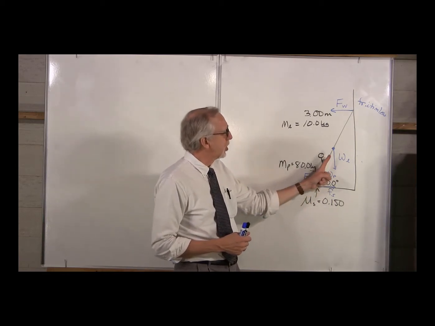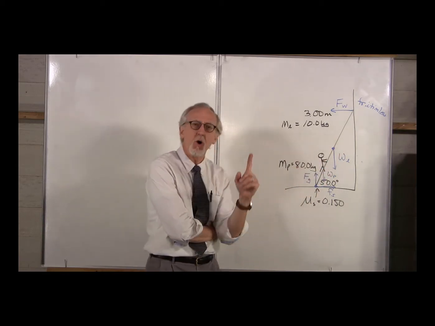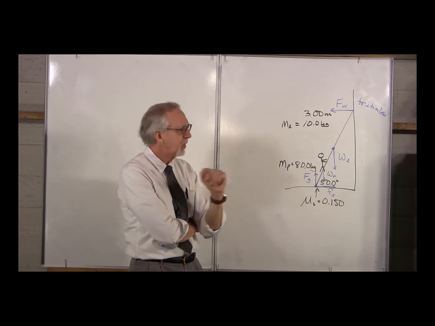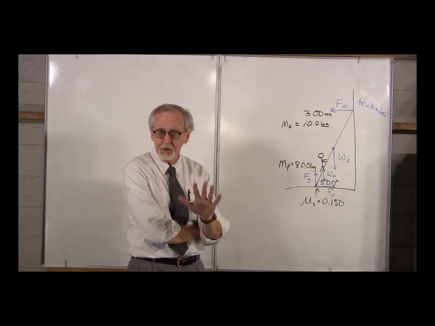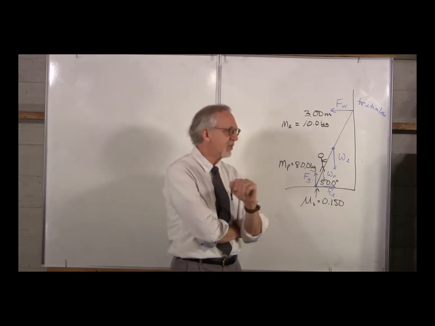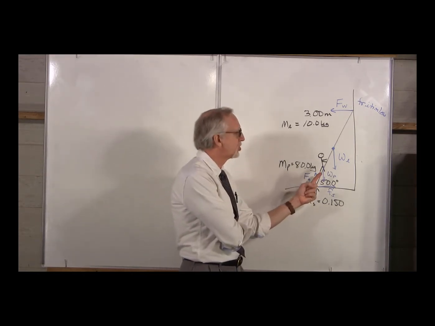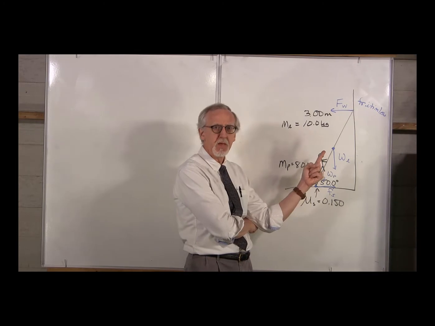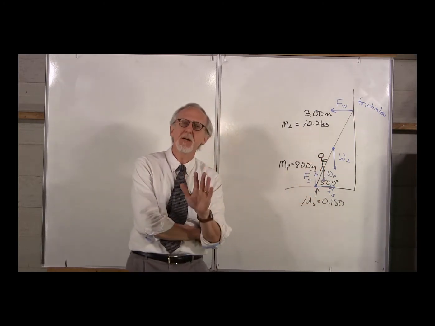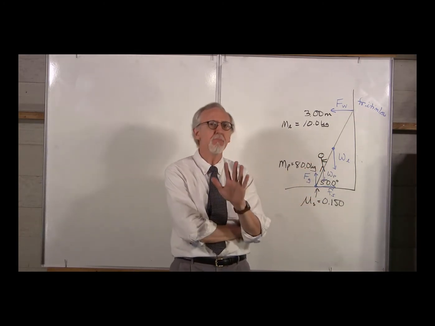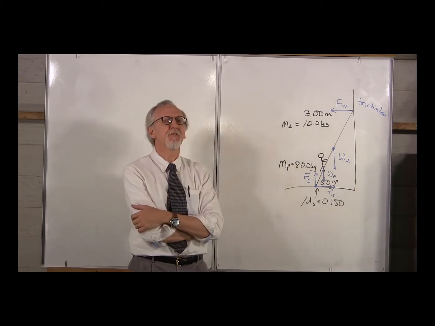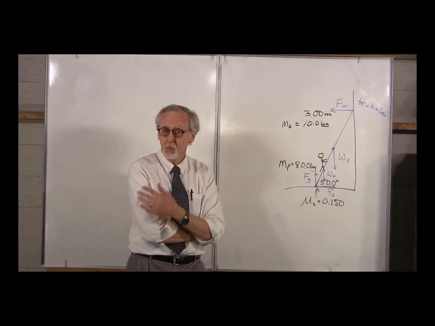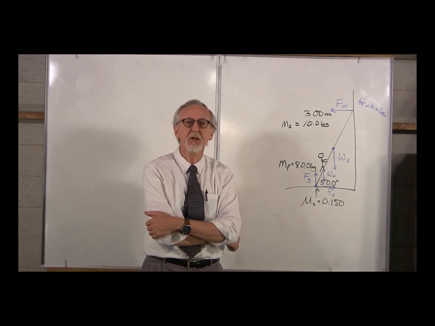As the person walks up the ladder, more and more friction is going to be required from the ground. Let's imagine that the person has gone so far up the ladder that we have as much friction as can possibly be exerted by the ground. What's the maximum amount of friction that can be exerted? What's the maximum value of static friction?